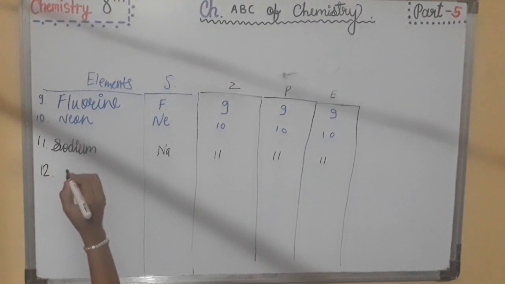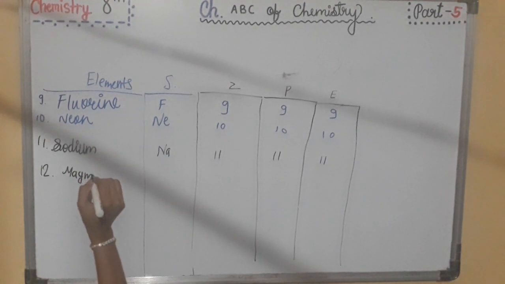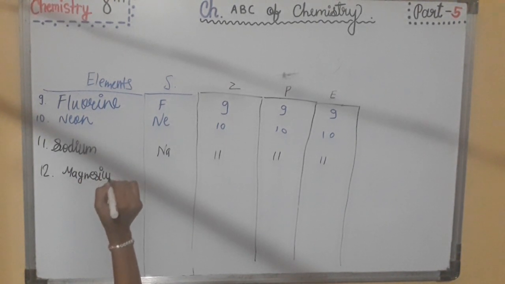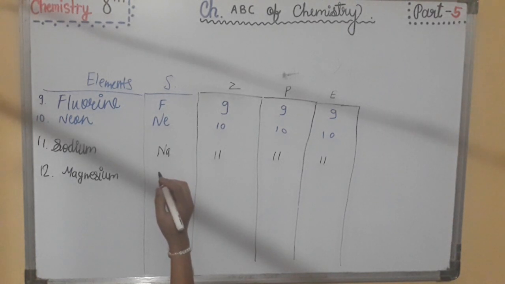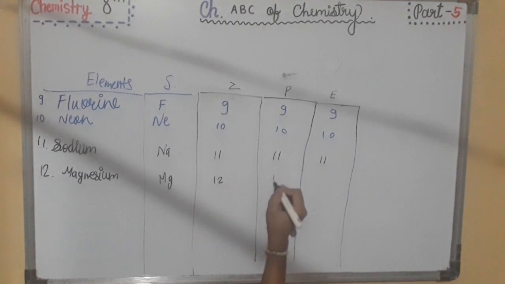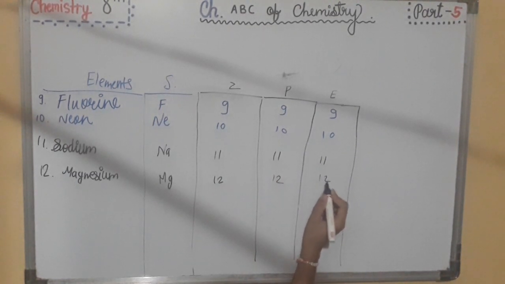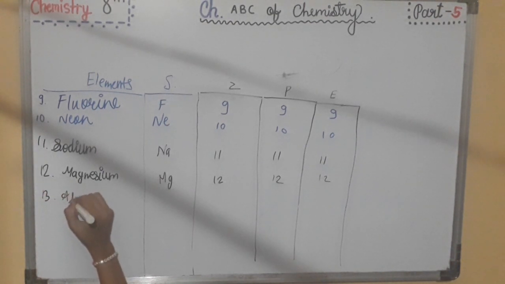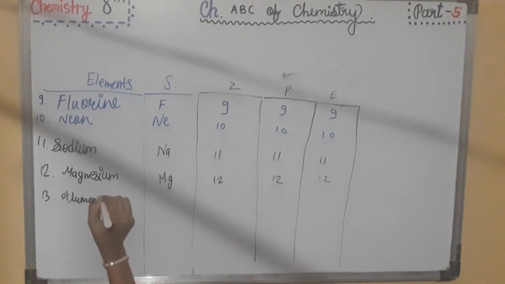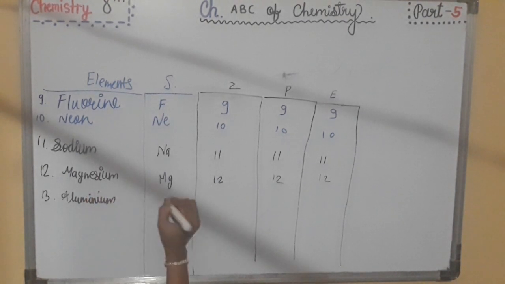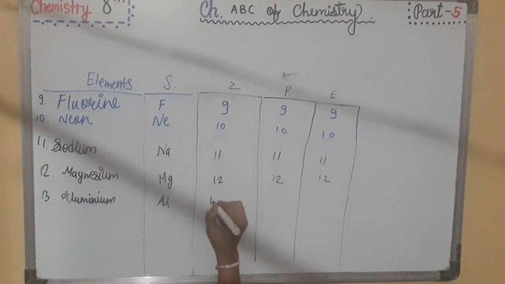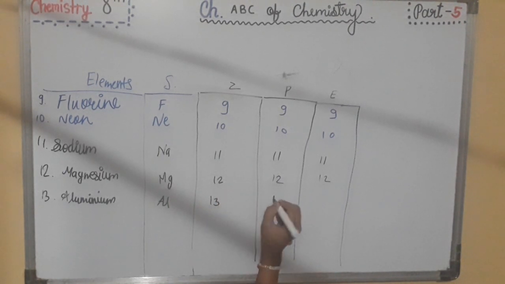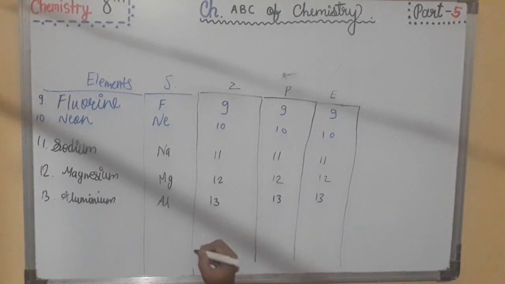12 is magnesium, symbol is Mg. 12 is the atomic number, 12 is the proton, 12 is electron. 13th is aluminium. Al is the symbol. 13 is the atomic number, 13 is proton, 13 is electron.